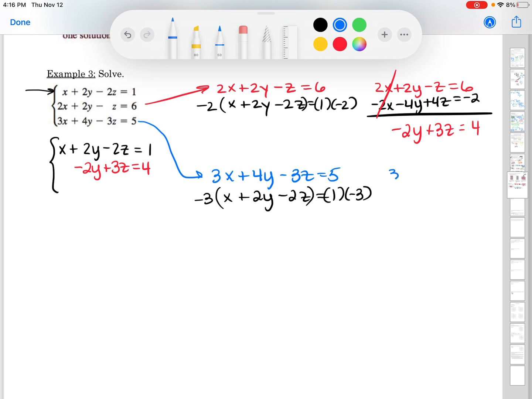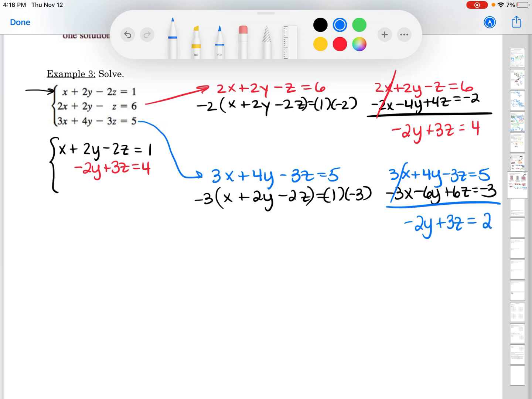So that gives us 3x plus 4y minus 3z is equal to 5. And that second equation is negative 3x minus 6y plus 6z is equal to negative 3. The x's cancel. So that's a negative 2y, that's a 3z, and that's a positive 2. Okay. A negative 2y, a 3z, and a positive 2. Now what I want to do is make sure the y cancels.